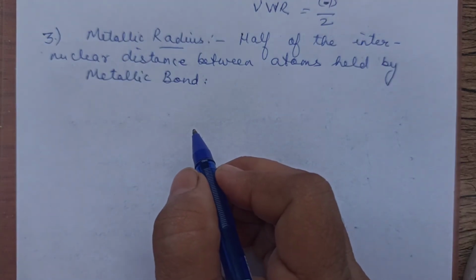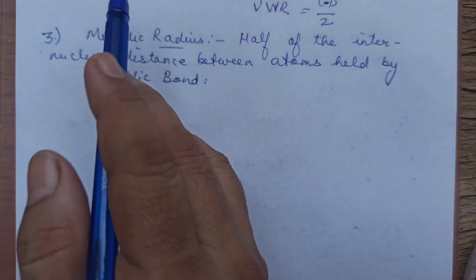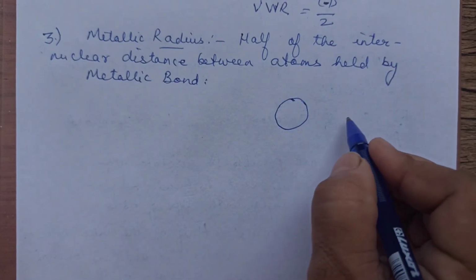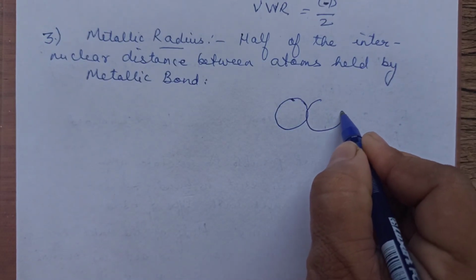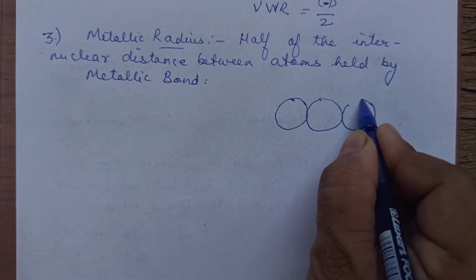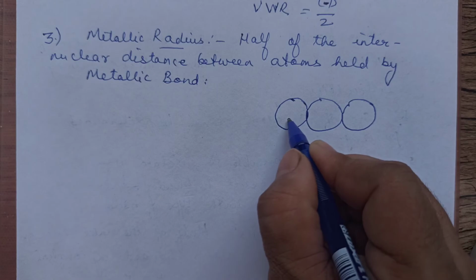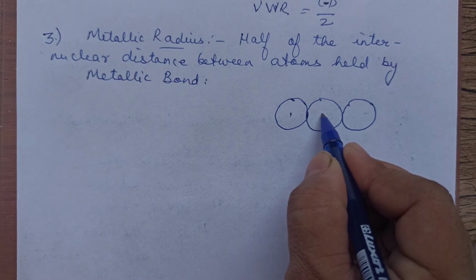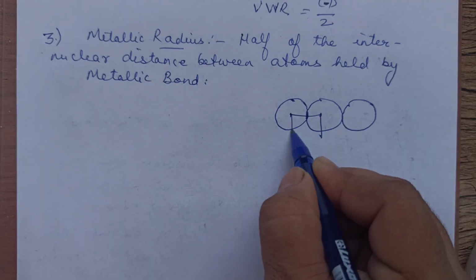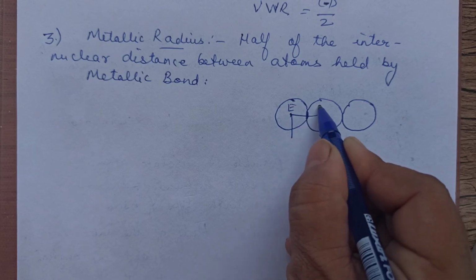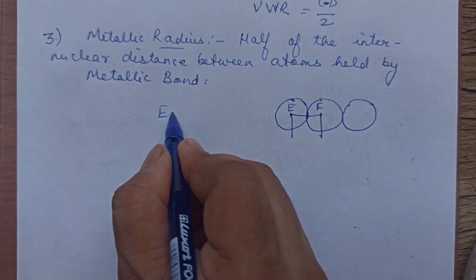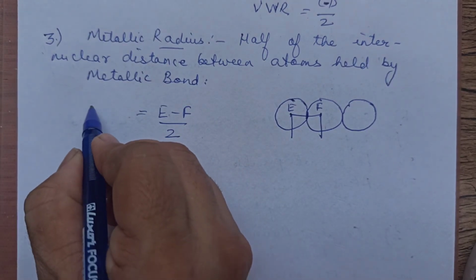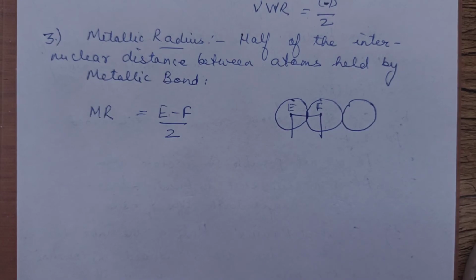I mean, do they overlap, or are they present as we discussed in Van der Waals? No. Let's see. This is one metal atom, this is another metal atom, this is another metal atom. There is no overlapping. Just they are present side by side. Internuclear distance, whatever it is, E and F I can write. The internuclear distance between the two atoms, say the EF distance, divided by 2 is called the metallic radius.